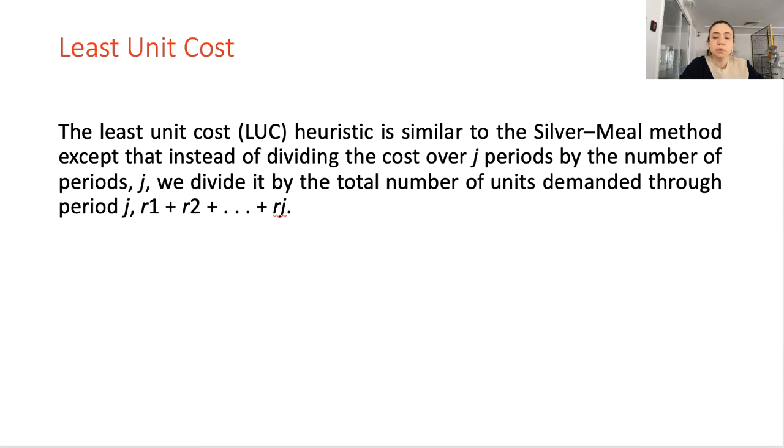Now I will introduce you a new method called least unit cost method for lot sizing. This method, in fact, is similar to the method that we just discussed, I mean Silvermeal method. In the Silvermeal method, we calculate the total setup and inventory holding cost and divide with the number of periods to find the average cost per period. But now we again sum the setup and the inventory holding cost, but divide with the number of units demanded through those periods. So we find the average cost per unit.